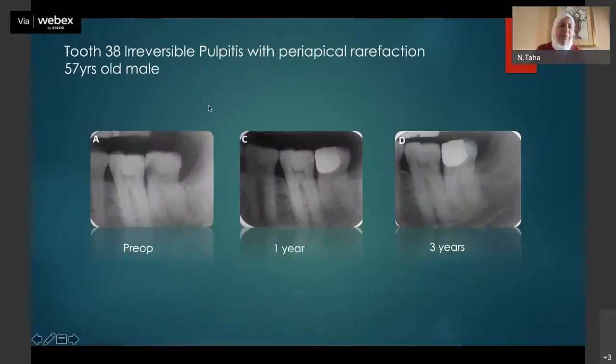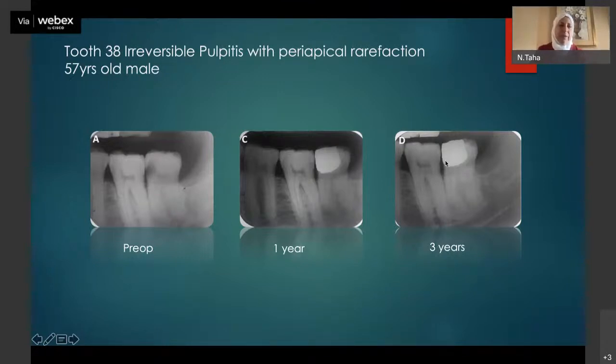Pulpotomy and vital pulp therapy is very beneficial in wisdom teeth. If you don't want to extract, or if the patient doesn't want to extract, you can always attempt. This lower wisdom tooth had deep caries exposing the pulp with periapical radiolucency. This is the 1 year follow-up, 3 years follow-up.